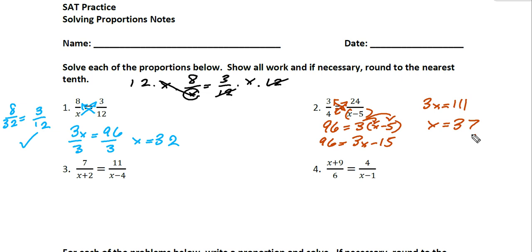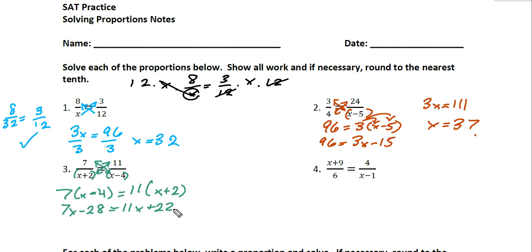All right, let's take a look at 3. We're ramping up in difficulty each time we get to a new question. So if we take a look at this next one, we're going to cross multiply. Don't forget to include those parentheses because it's 7 times this whole quantity, which is x minus 4. And that's going to equal 11 times this whole quantity, x plus 2. So now we just distribute. So 7x minus 28 equals 11x plus 22.